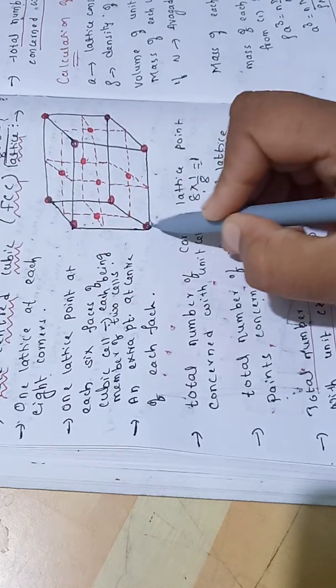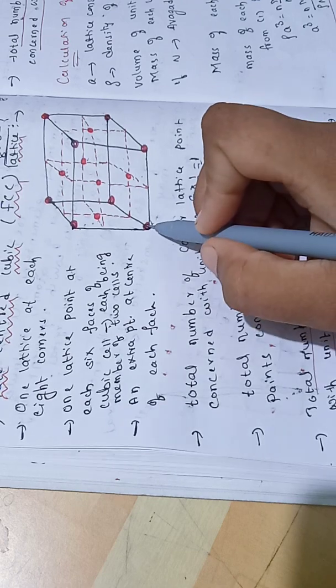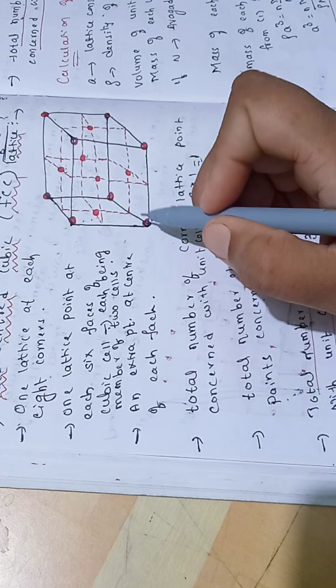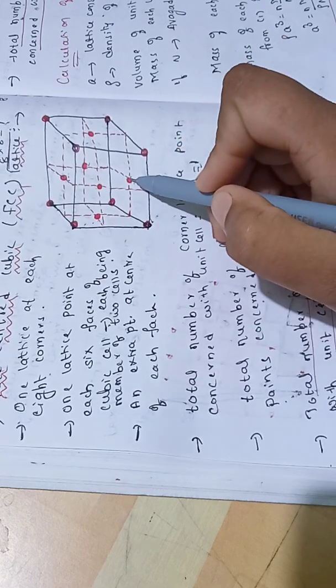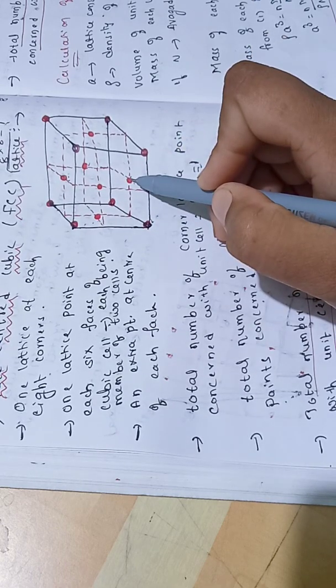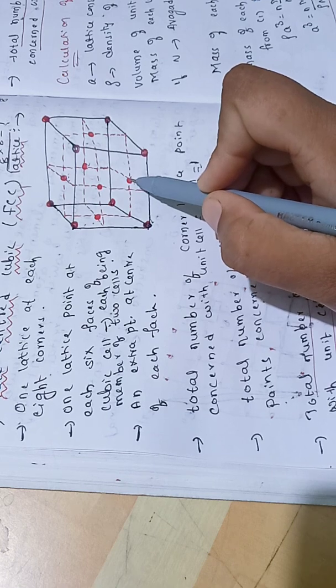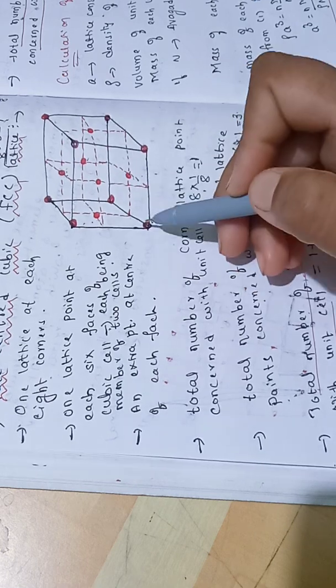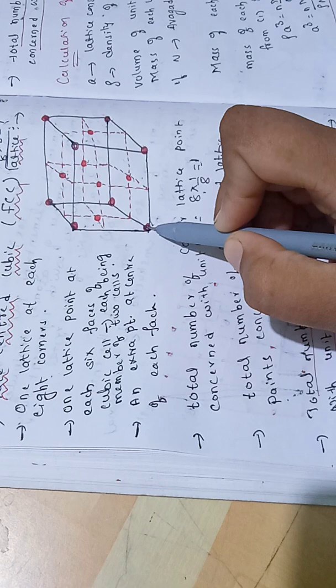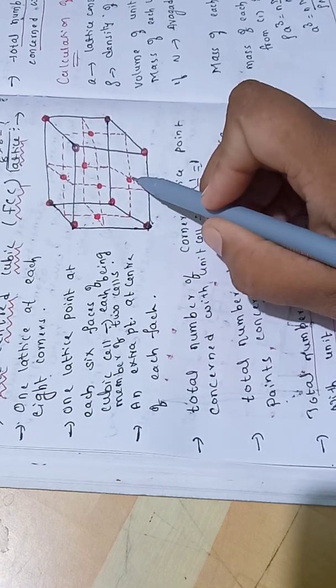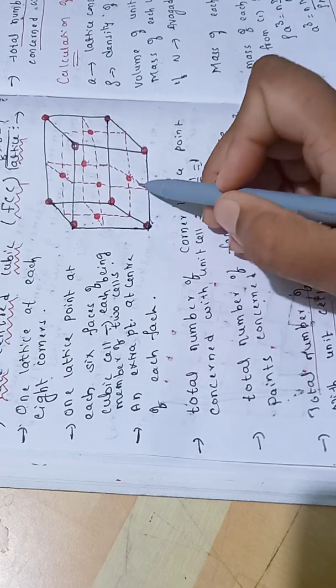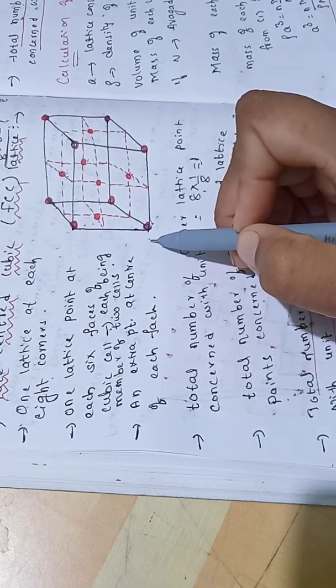Here at corner 8 unit cells are surrounded. So share is 1 by 8. Here 2 unit cells are surrounded. Share is 1 by 2. So here number of lattice points becomes 1 by 8 into 8, 1. 6 into 1 by 2, 3. So total lattice points 3 plus 1, 4.